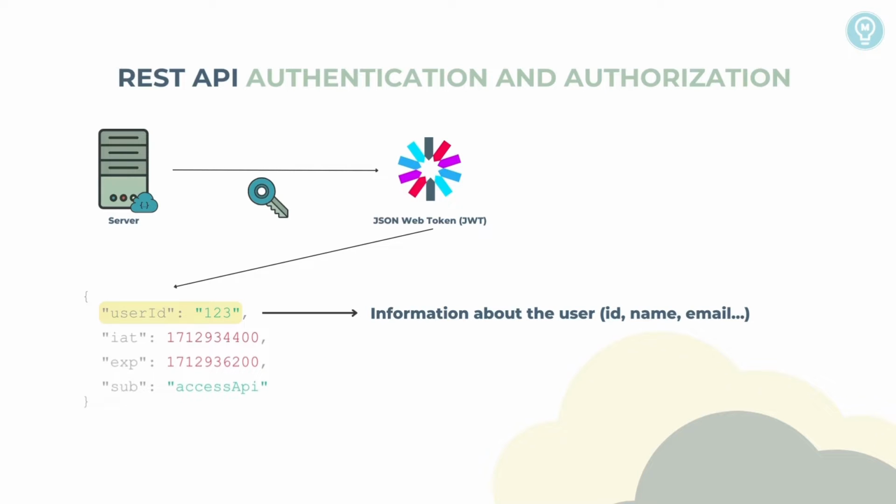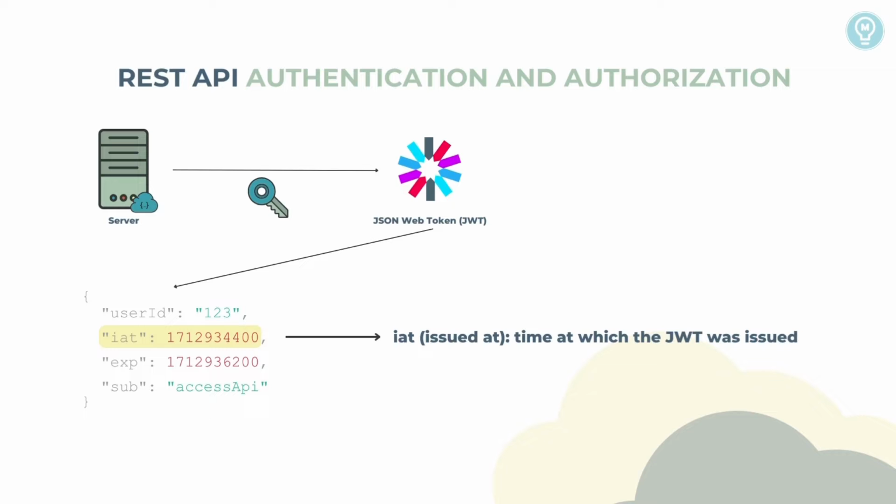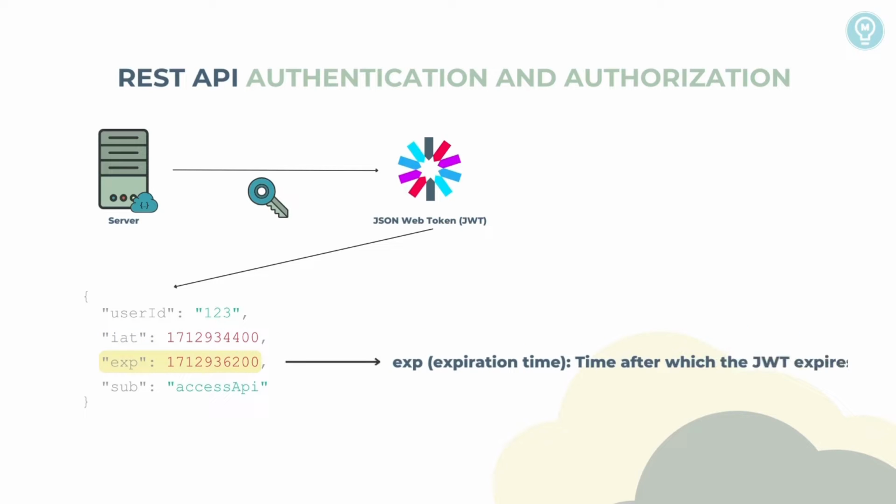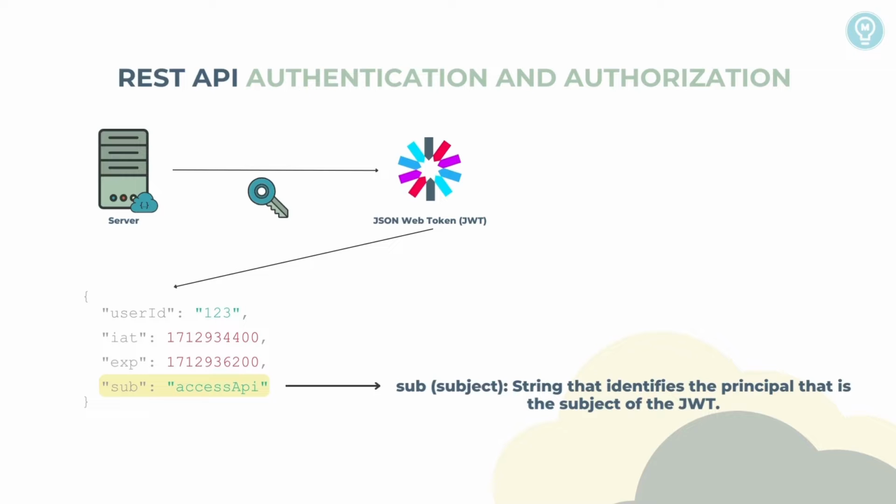It also contains the IAT, which stands for issued at, and it's the time the token was issued. Then the EXP, which stands for expiration time, and is the time after which the token expires. And also the sub, which stands for subject, and is a string that identifies the principal that is the subject of the token. The subject can be the service the token will be used for, a user detail, or an organization.